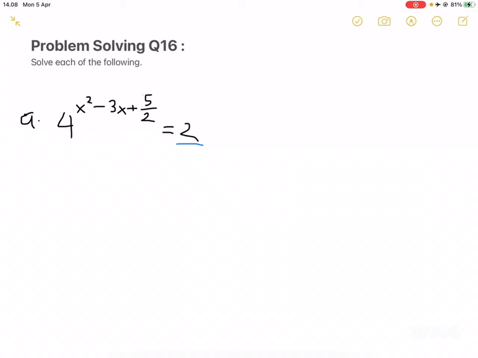This is another problem solving video, and these problems will be strongly related to exponents and quadratic equations. So let's jump into it. This is part A. We need to solve for x if 4 to the x squared minus 3x plus 5 over 2 is equal to 2.